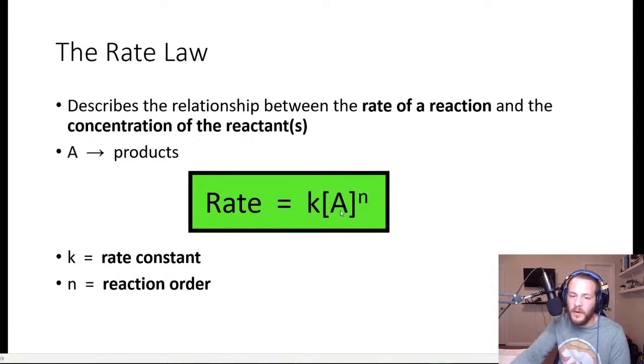And the power, the exponent up here that the concentration is raised to, is called the reaction order. So basically what this equation is telling us is that oftentimes the rate of the reaction is proportional to the concentration of the reactant raised to a power. So we have K, the rate constant, and n, the reaction order, and then of course this term here, A in brackets, that's just the concentration of the sole reactant of this chemical reaction.